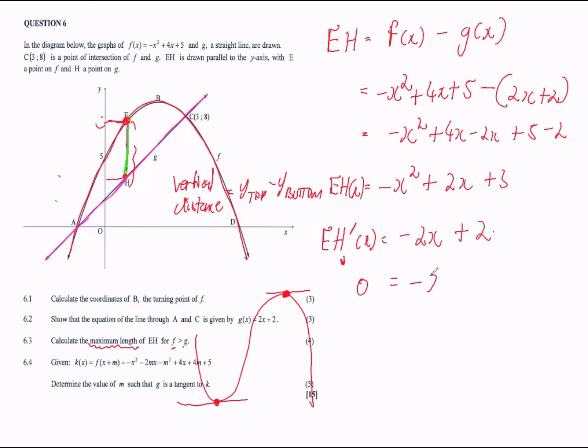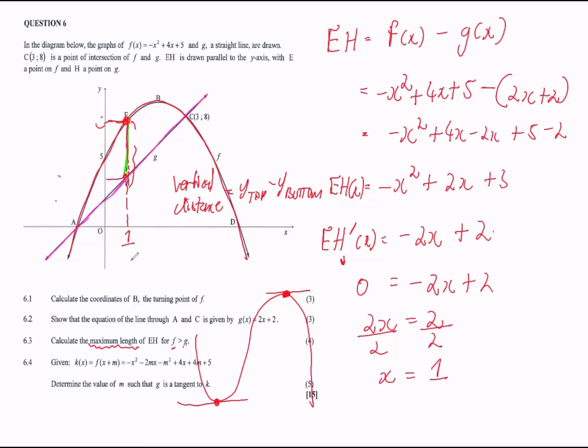So 0 is equal to negative 2x plus 2. Now we can take the negative 2x over to this side. We have positive 2x equal to 2. Then we're going to divide both sides by 2. Now our x is equal to 1. So what does this x equals 1 represent? It represents the position where you would need to put your E and H so that you find the maximum length possible. So where they've put E and H, the x coordinate has to be 1. But have we found the maximum length? No. We have just found the position where the maximum length will occur.